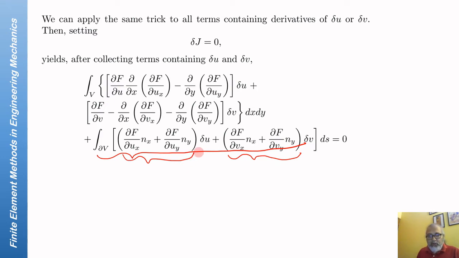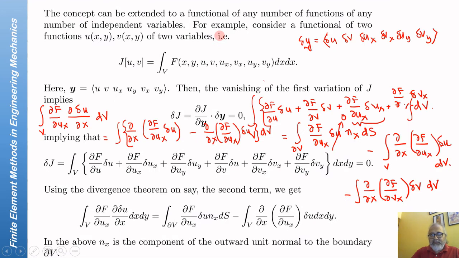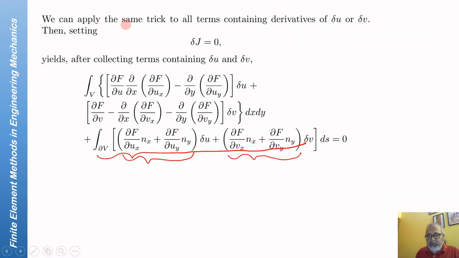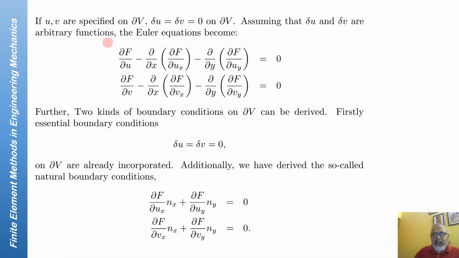So when you do this, you get the Euler Lagrange equation for the case where you have a functional of two independent variables. So the Euler Lagrange equations are these two. These two are your Euler Lagrange equations, and you get two sets of boundary conditions. Firstly, the essential boundary conditions, which are these. So when delta u and delta v are 0 all over the boundary, then these are the essential boundary conditions.